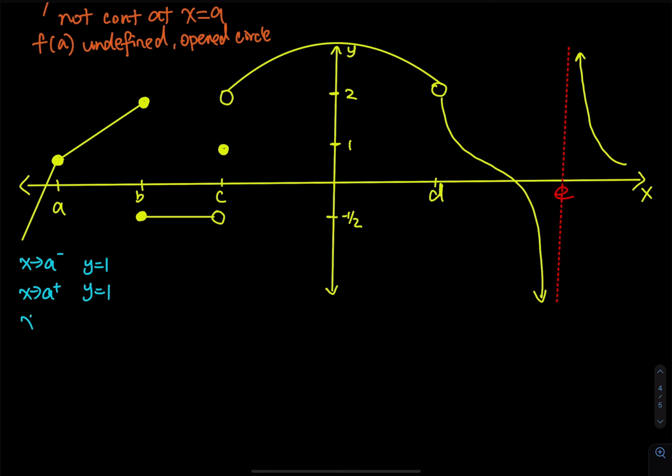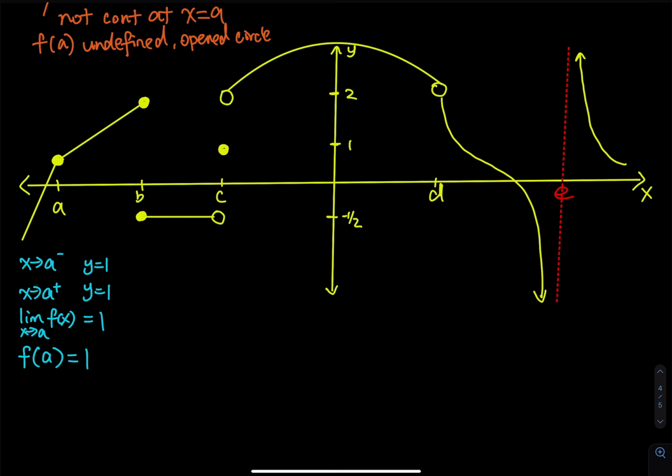So that means the limit as x approaches A of f of x equals 1. So the limit exists, right? How about the point? Where is the point? The point is f of A, which equals 1.